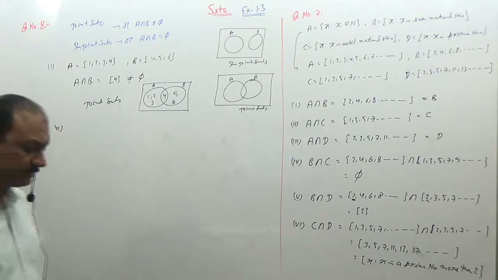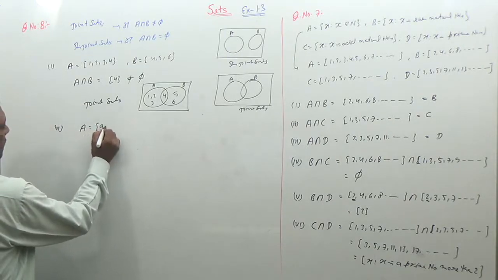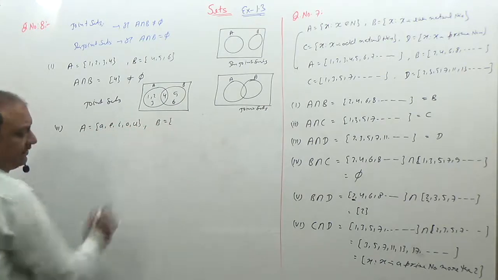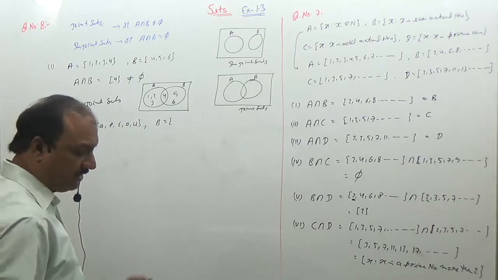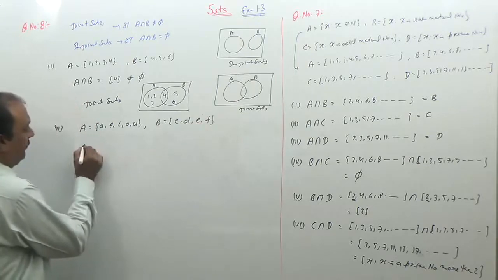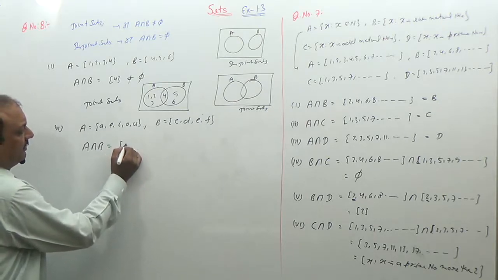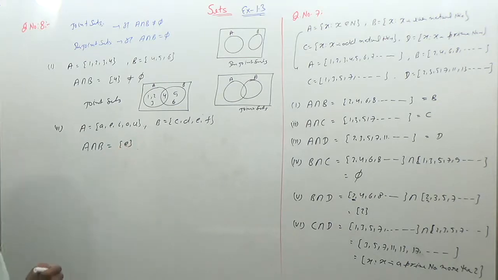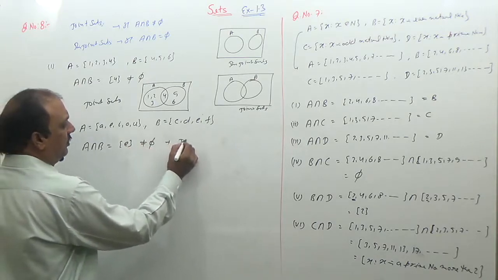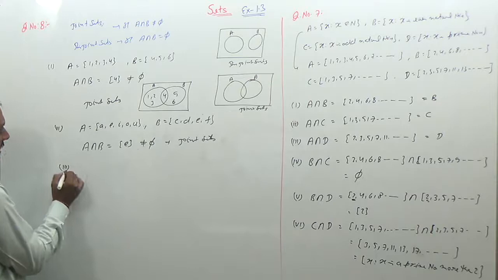Second is set A as the set of vowels a, e, i, o, u, and set B is the set of elements c, d, e, f. Then find their intersection. A intersection B contains one common element e, which is not equal to phi, so these are called joint sets.